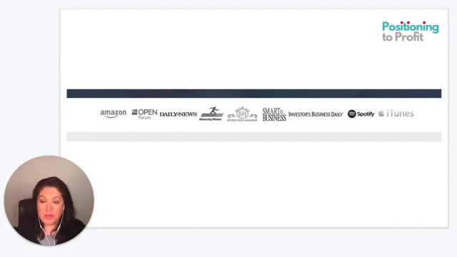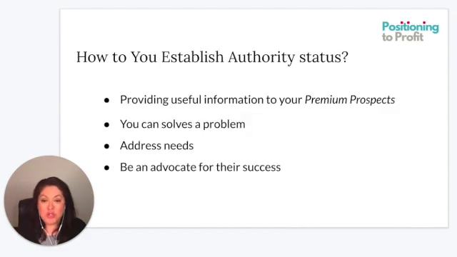And that's really important. That doesn't mean you have to have all of these, but just to start to get the wheels spinning around what you can be doing in your business and really leveraging these instances so that it elevates the status and the authority positioning. So how do you do that also? How to establish an authority status is by providing useful information to your premium prospects. So you have to know what it is you're talking about, creating a method to the madness.